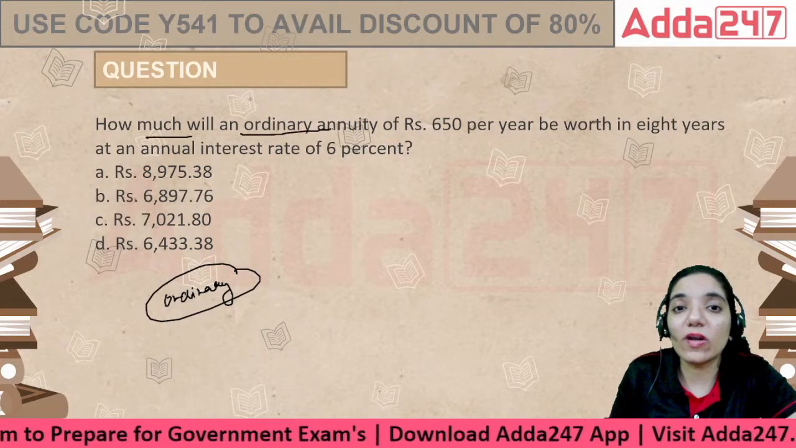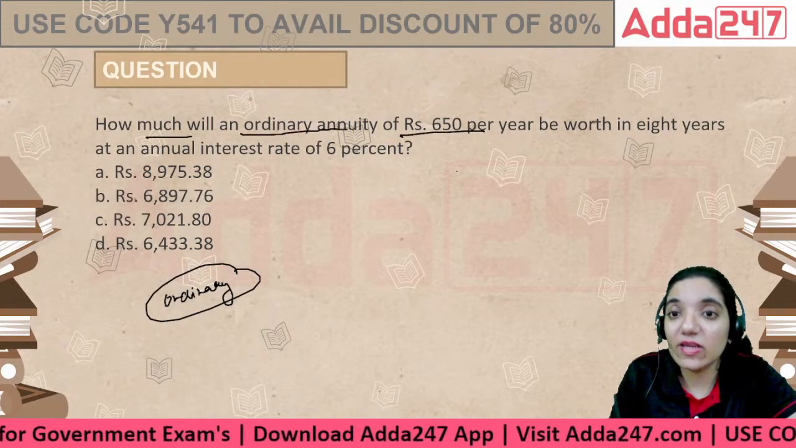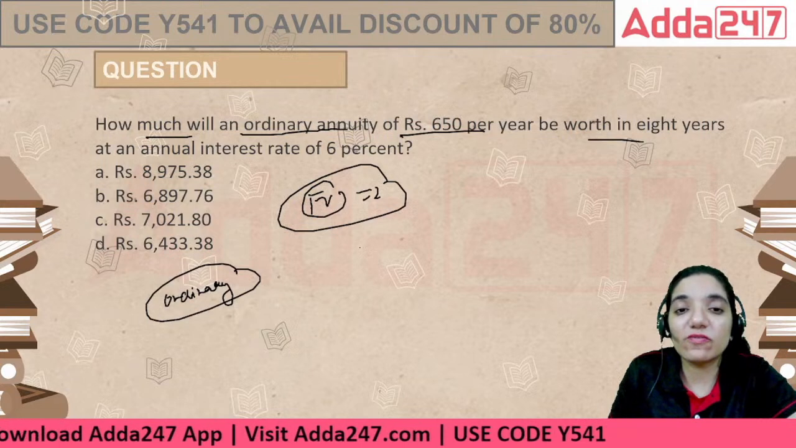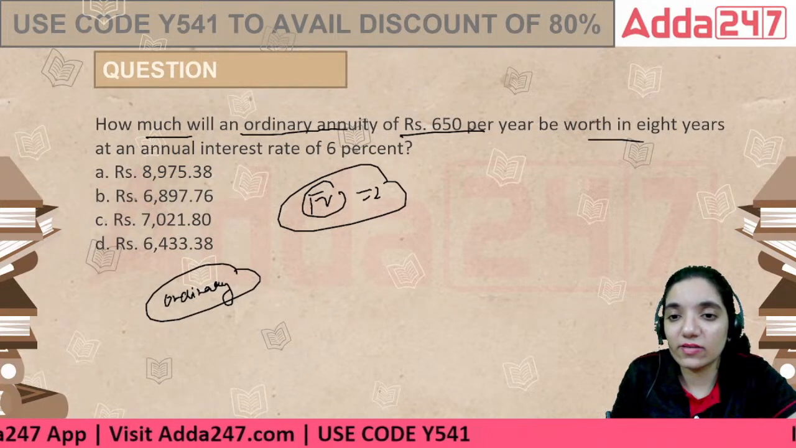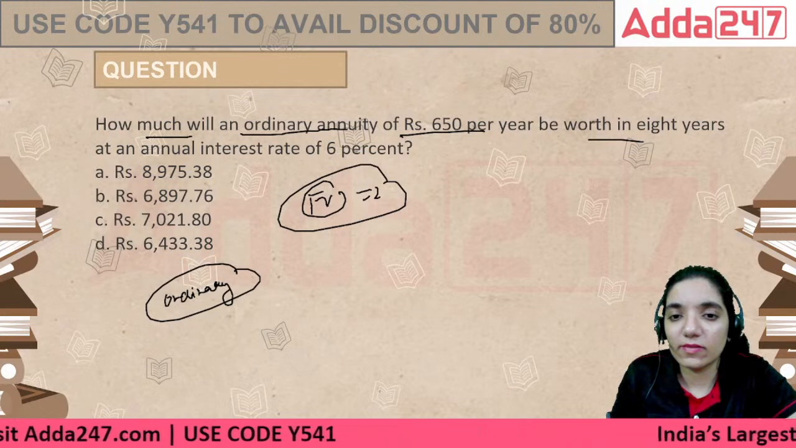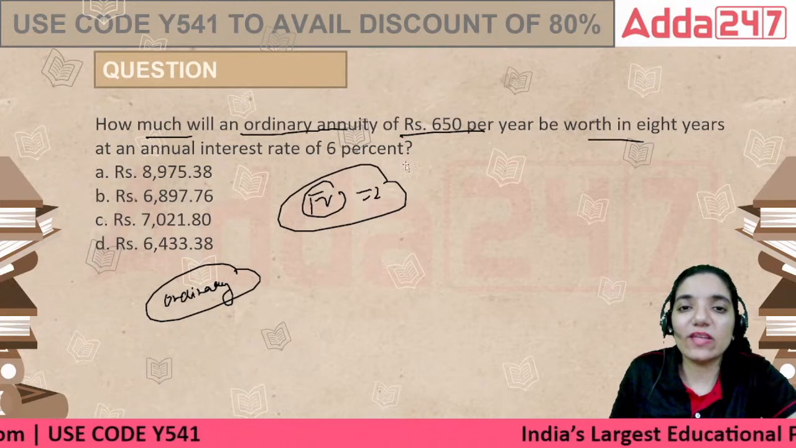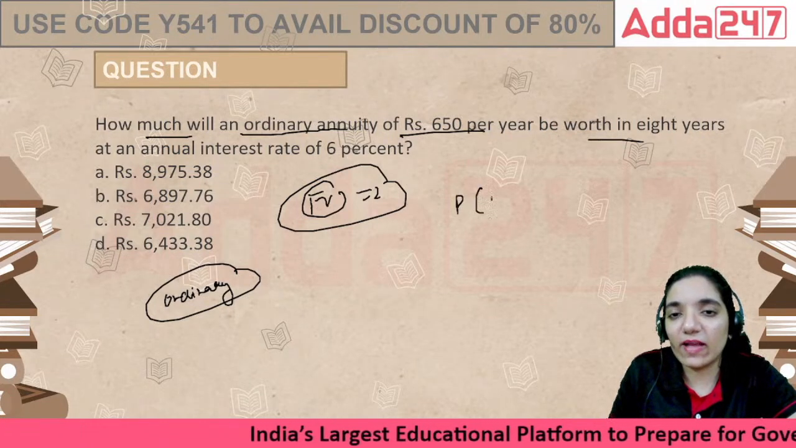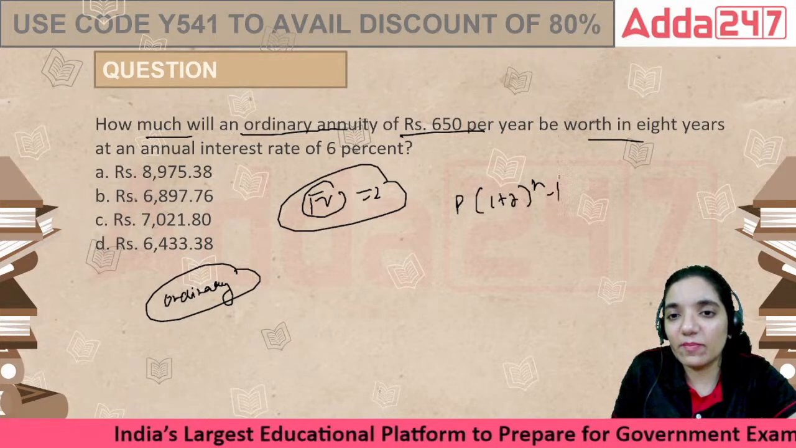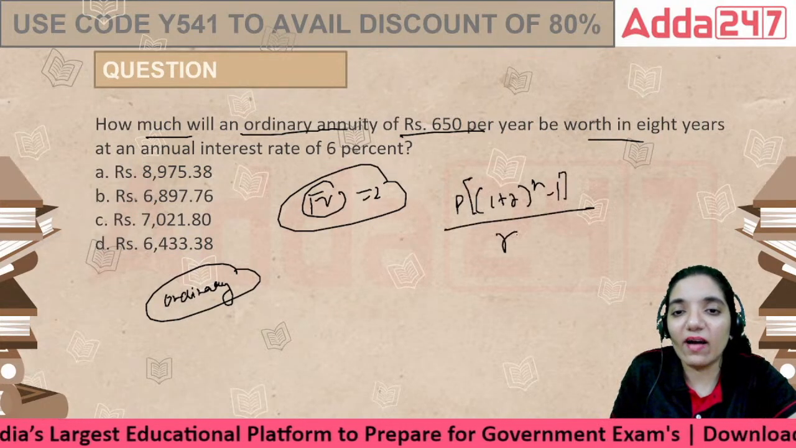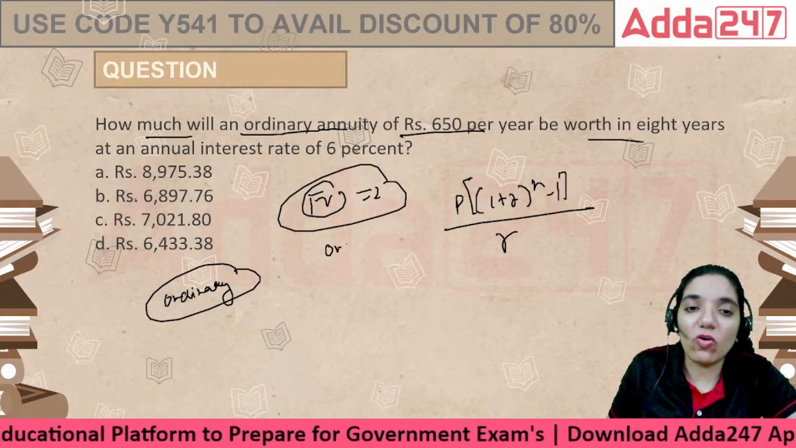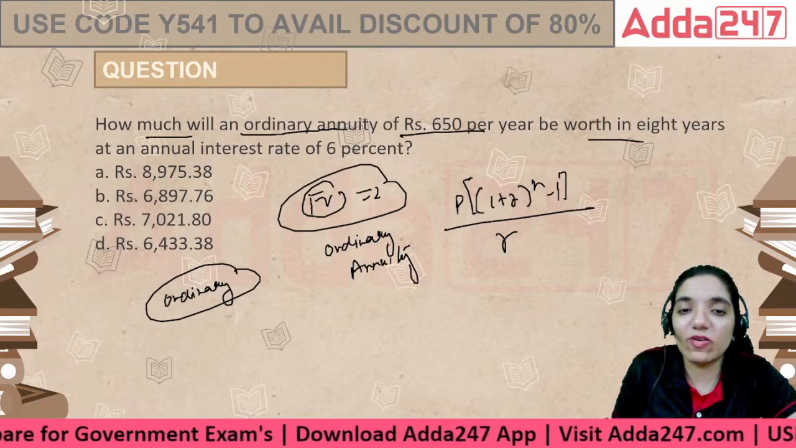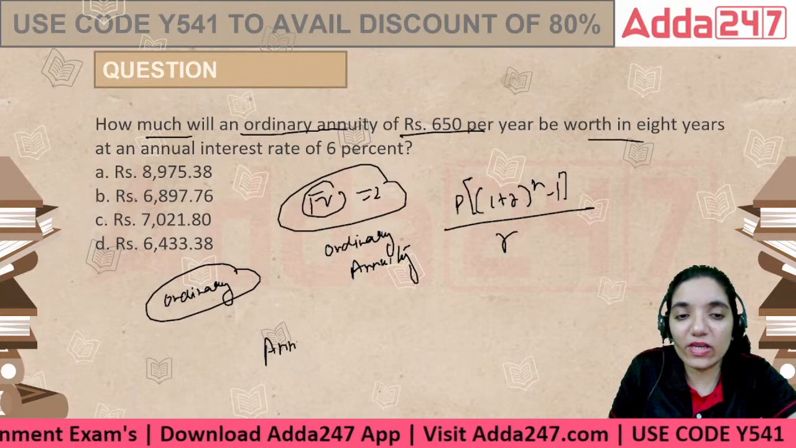How much will an ordinary annuity of 650 per year be worth in 8 years? What would be the future value of it? So we're looking forward towards the future value. So how can we calculate it? We can calculate it on the basis of this formula, that is P[(1 plus R) raised to power n minus 1] divided by R. Now, this is the formula for ordinary annuity. If you remember this formula, it is helpful in finding the formula for annuity due as well.